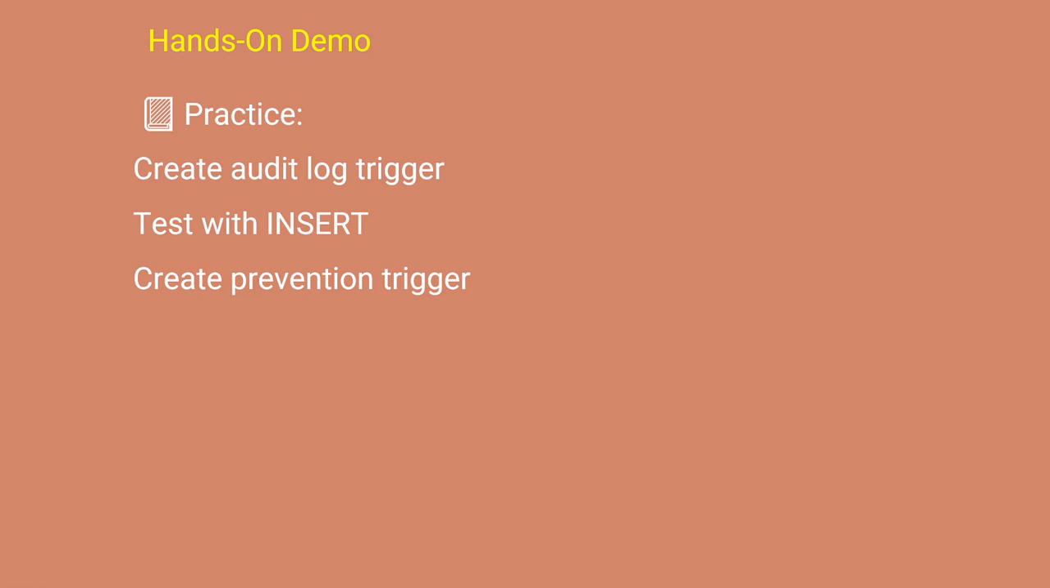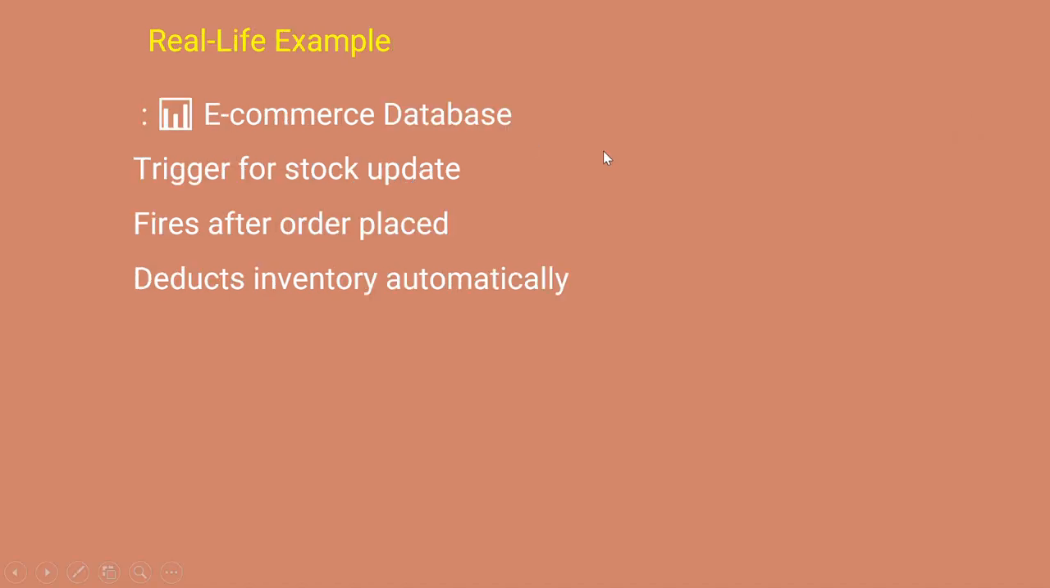Let us practice. Create a trigger for an audit log. Test it with an insert and then create a prevention trigger. In e-commerce, triggers can update stock automatically after an order is placed. This ensures inventory stays accurate.